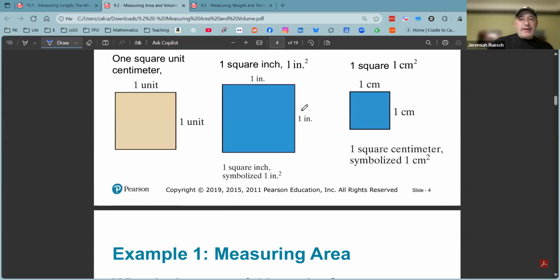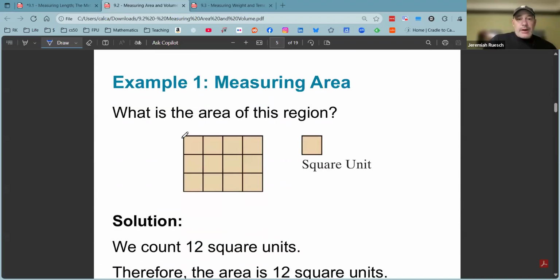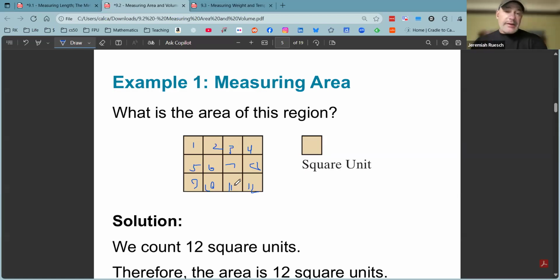Okay. But notice that each one of these is a square. So it's the same length as width. And so the multiplication of the length times the width gives us the total area of this square. So we can count square units to figure out the area. If I just started counting here, we'd have 1, 2, 3, 4, 5, 6, 7, 8, 9, 10, 11, and 12. Okay. And that took a while, and that was only 12, right? So there's got to be a faster way.